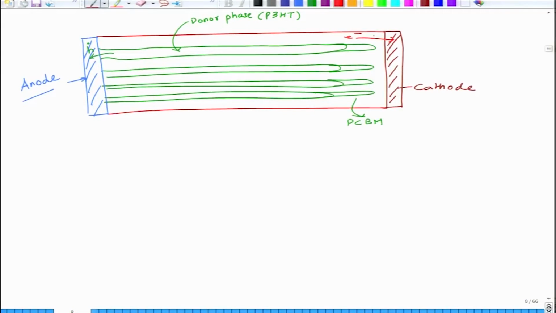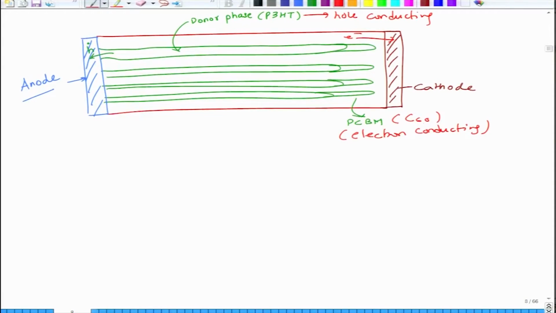Electrons will transport in phases like PCBM, which are acceptor phases, but they are electron conducting. You can say these are electron conducting, they have high mobility for electrons, and these are hole conducting phases. Terminology is slightly different compared to a normal p-n junction. The donor phase is P3HT, which is hole conducting, and the acceptor phase is the one which is electron conducting, the PCBM phase, something like C60, a fullerene.